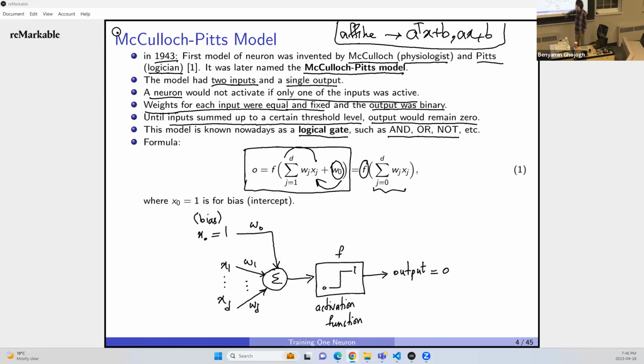By the way, these initial slides might be easy and boring, but I try to go fast over them so you don't get bored. But I believe if you understand these, then you will understand the fundamentals of neural networks. So I have this summation w1 x1 until wd xd, and then I have w0 x0 with x0 equals 1 for bias, and the output is O.